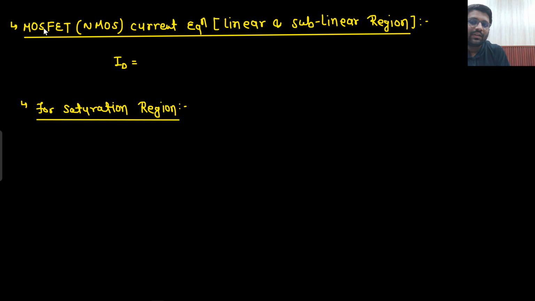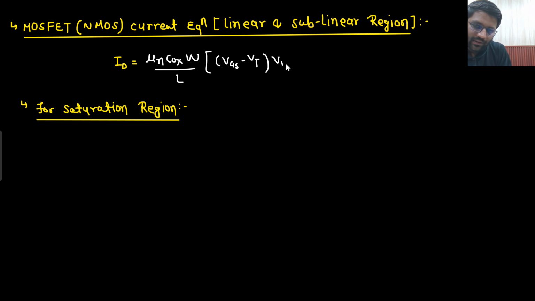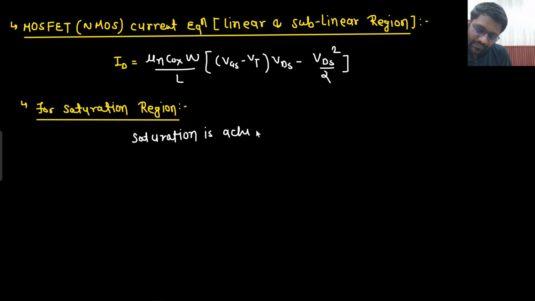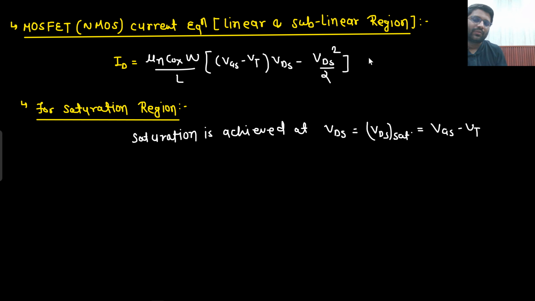So the NMOS current equation for linear and sublinear region is mu n Cox W by L, (VGS minus VT) into VDS minus VDS square by 2. This is the equation I will keep in my mind. For saturation region, saturation is achieved when your VDS is equal to VDS sat, and VDS sat is nothing but VGS minus VT. So here I will put VGS minus VT.